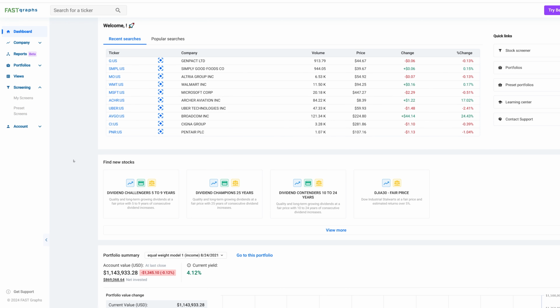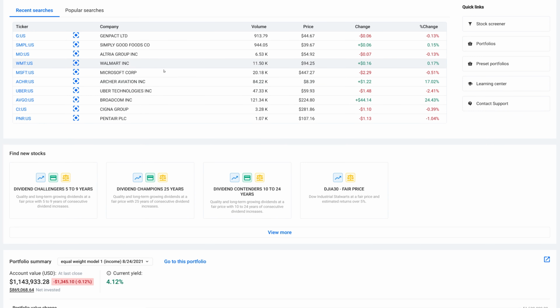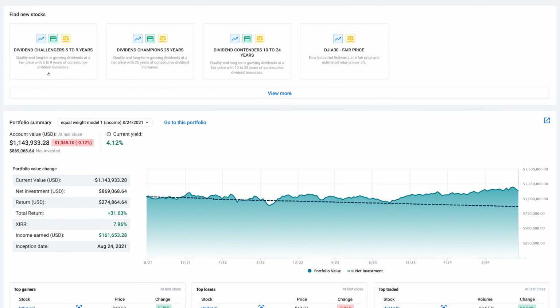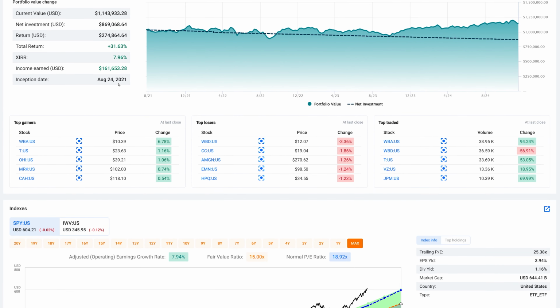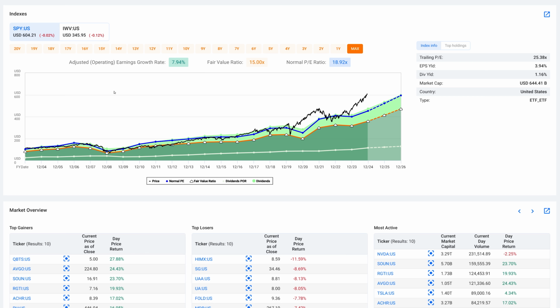As usual, I start with the FastGraphs dashboard here. The dashboard shows me what stocks I've looked at recently. It gives me any preset screens if I want to use them, which I encourage you to do. If I have a portfolio, it gives me a portfolio report. And then like I've done in all the other videos in this series, I've started out by looking at the Standard & Poor's 500 ETF, SPY.